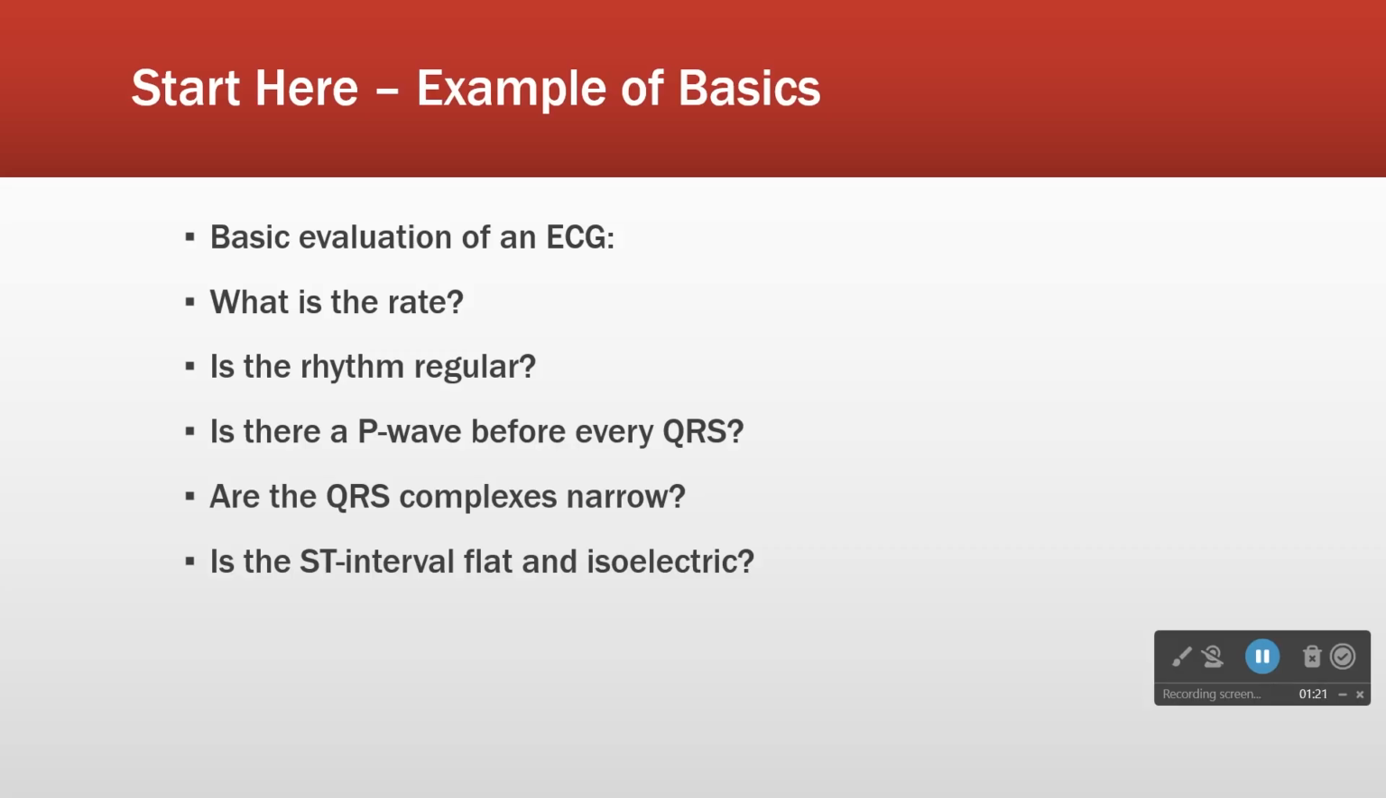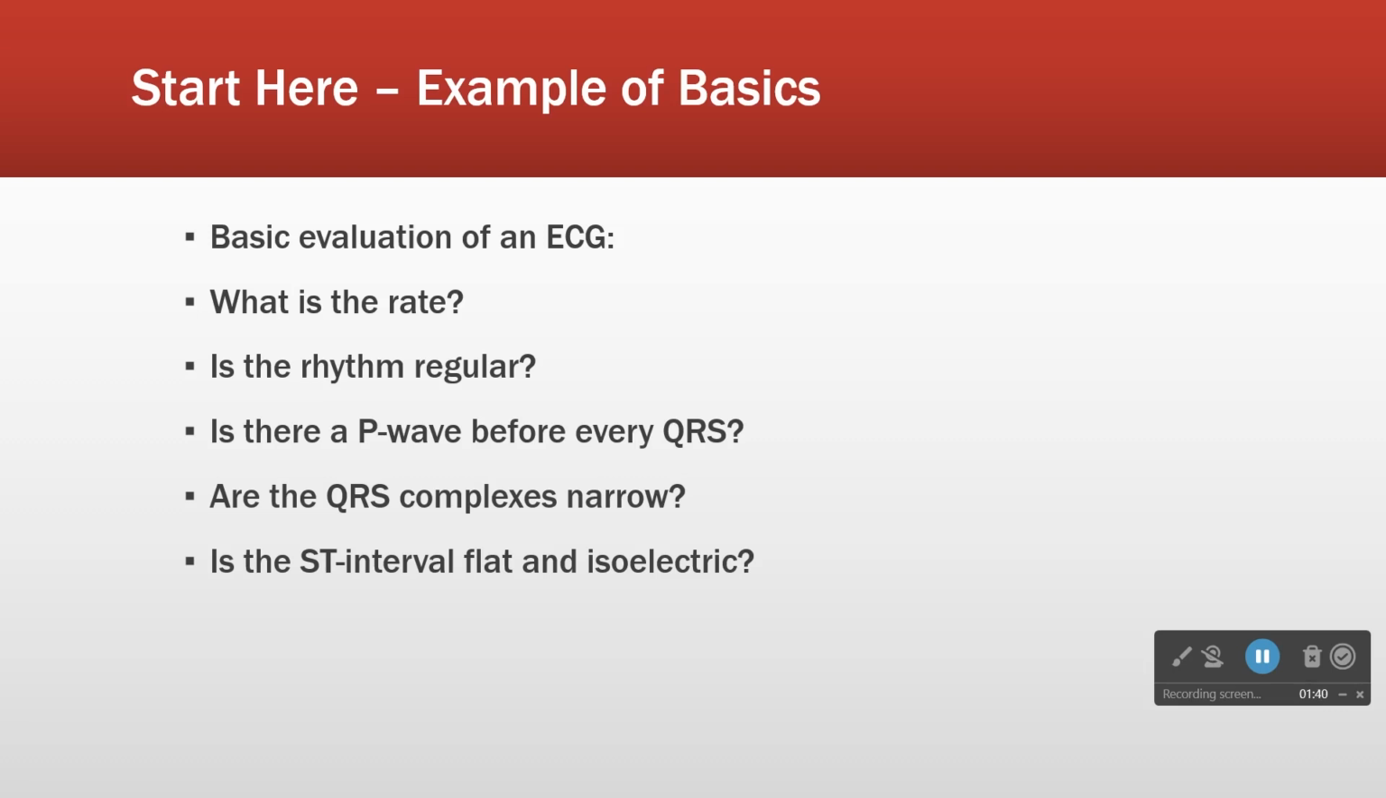So the basic questions you're going to ask on each EKG: what is the rate? That's the rule of 300 or the rule of 1500, like we talked about last time. Is the rhythm regular? In other words, are the complexes about the same distance apart every time?